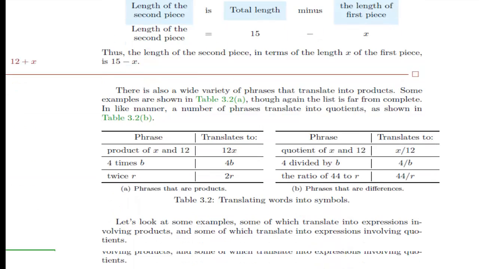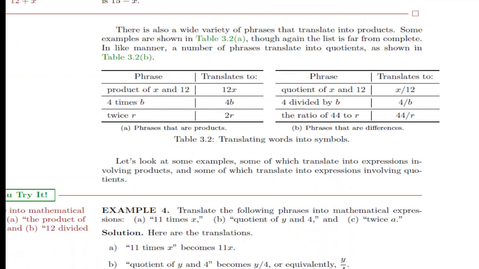There is also a wide variety of phrases that translate into products. Some examples are shown in Table 3.2a, though, again, the list is far from complete. In Table 3.2a, we have the product of x and 12 translates to 12x, 4 times b translates to 4b, and twice r translates to 2r. In like manner, a number of phrases translate into quotients, as shown in Table 3.2b. Quotient of x and 12 translates to x divided by 12. 4 divided by b translates to 4 divided by b, 4 over b. And the ratio of 44 to r translates to 44 over r, or 44 divided by r.